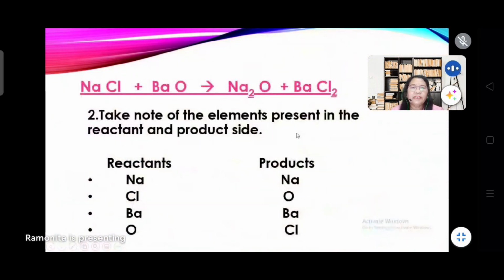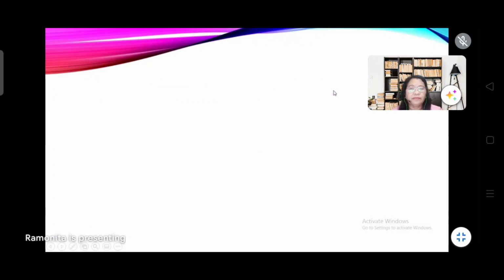With the same given equation, second, take note of the elements present in the reactants and product side. For the reactants, on your left side, you have sodium, chlorine, barium, and oxygen. On your right side, the products are sodium, oxygen, barium, and chlorine.